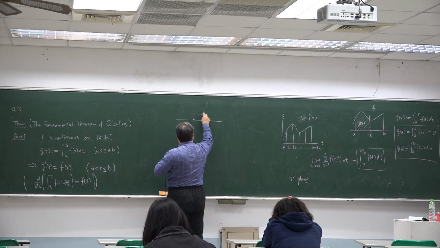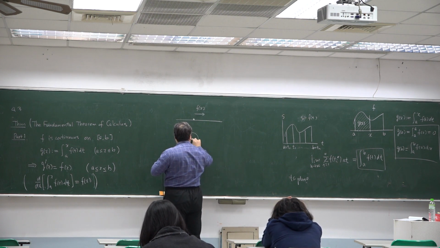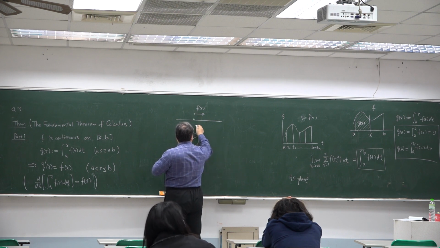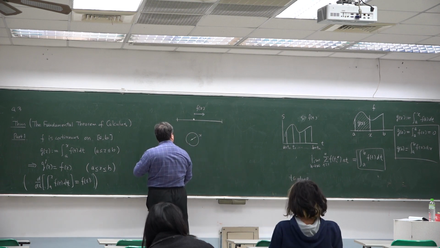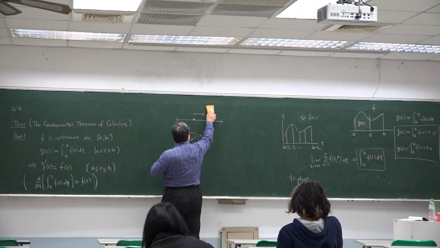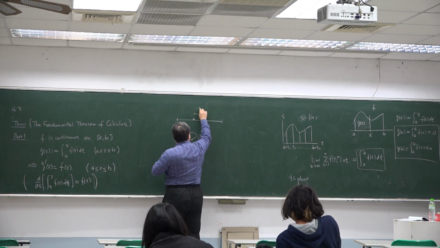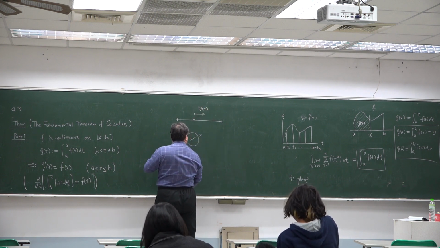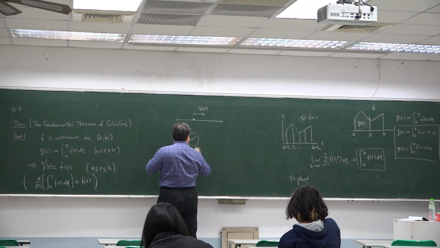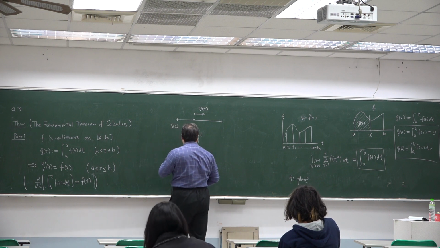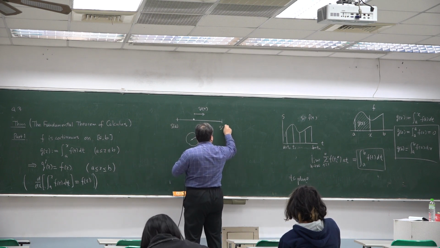The first observation is that suppose f is the velocity at time x. f of x stands for the velocity at x. I use v. This is the position at time a and at time b.